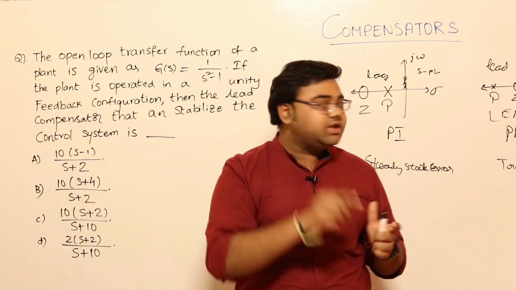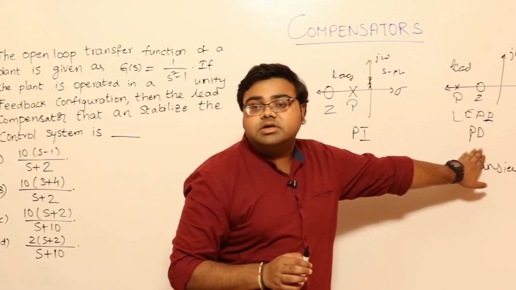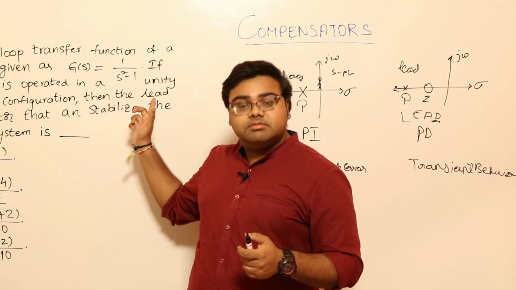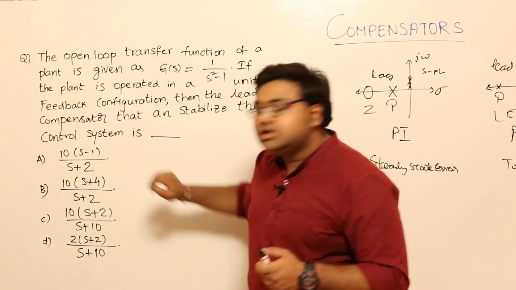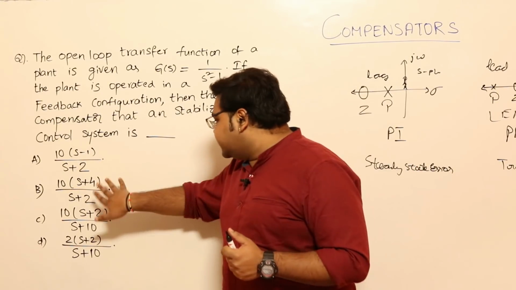So always, when an unstable system is there, you will try to develop a PD type of controller. That is nothing but a lead compensator. That is the reason he has very mathematically given a lead compensator. First of all, let us try to isolate which of these is a lead compensator. Let us see the first option.